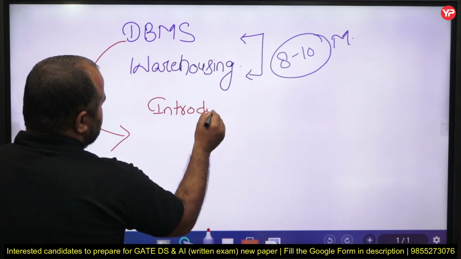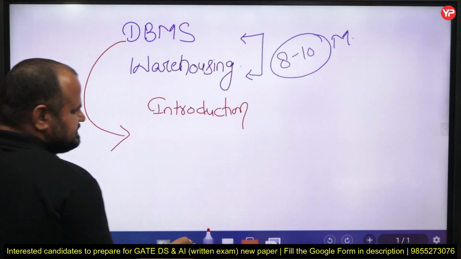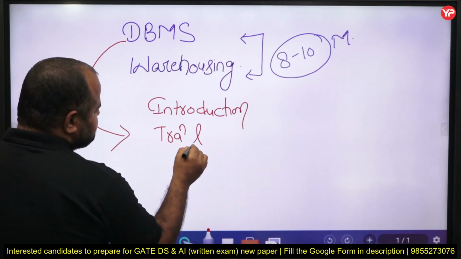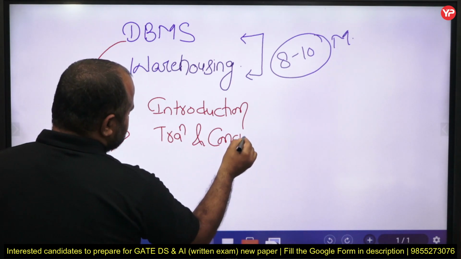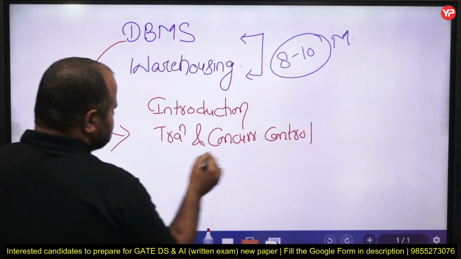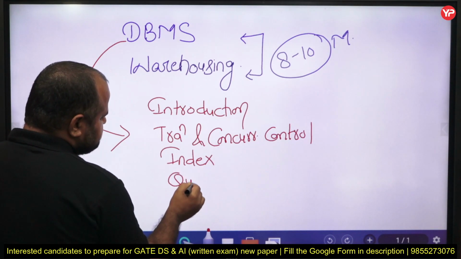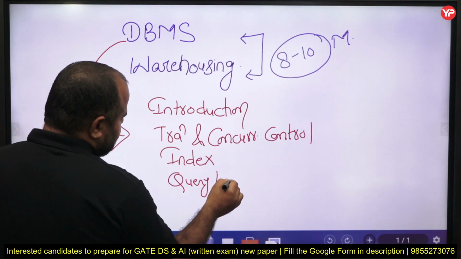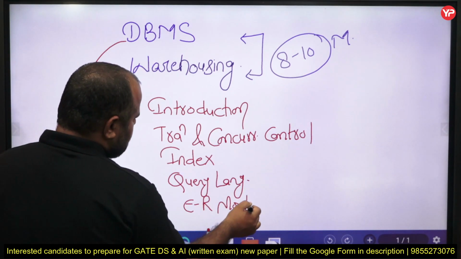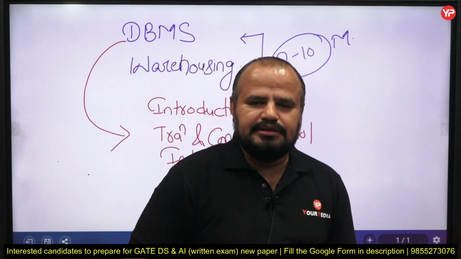introduction, and in this introduction we are going to cover some basic terminologies. Then we have a very important chapter, that is transaction and concurrency control. Then we are going to discuss indexing, then query language, and then we are going to discuss one topic, the ER model. Those are the main subtopics in DBMS.